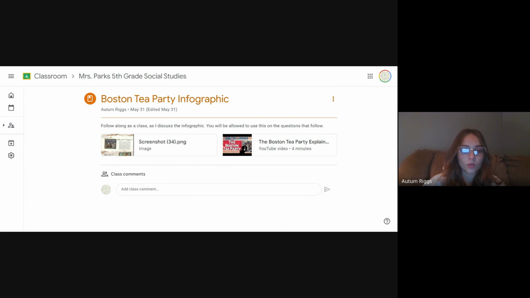Okay, so the next question is, how is the Boston Tea Party connected to the Stamp and Townshend Acts? How did the Boston Tea Party have a direct effect on the Stamp and Townshend Acts? I believe that video just gave you a little bit of the answer to that one. Does anybody else have any questions?